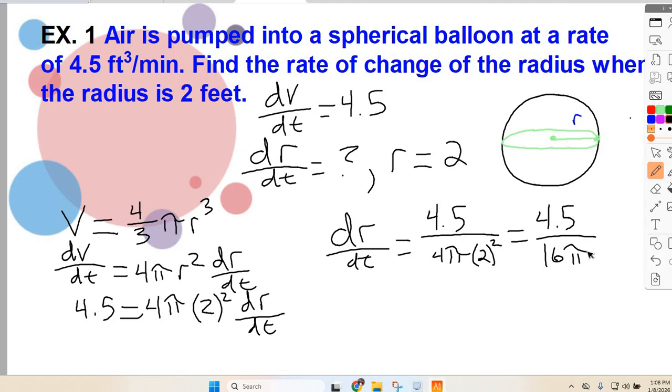And what would our unit be this time? Feet per minute. So notice that over here, this is going to be in feet squared, yes? And my volume was in feet cubed, yes? So I'm going to end up dividing feet cubed by feet squared, which just gives me feet. Or in other words, think that a radius is just a length. So I'm just going to have a foot.